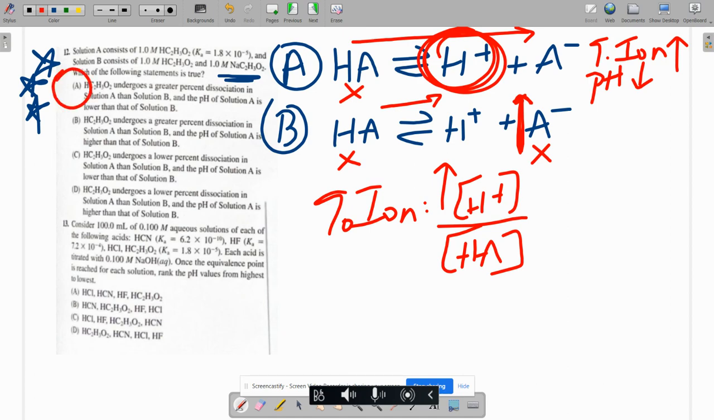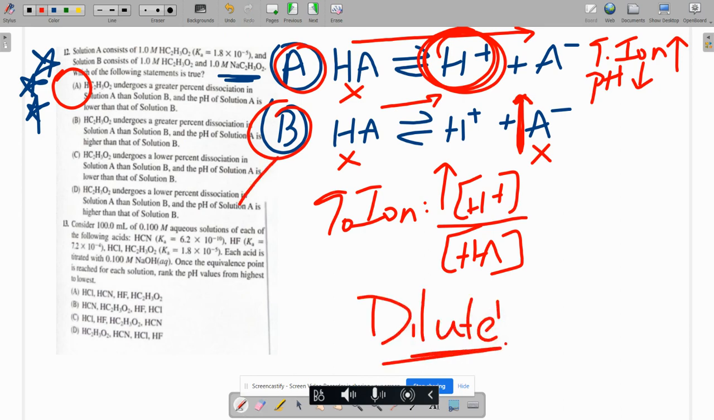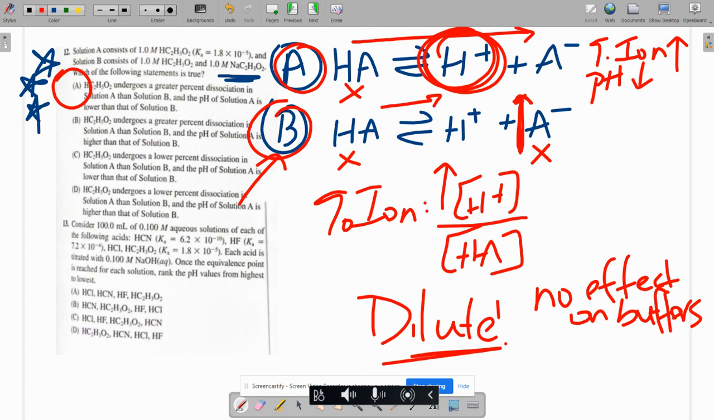It says the acetic acid undergoes a greater percent dissociation in solution A than it does in solution B, because B is buffered and A is not. And while we're talking about that, one of the other things that's different between unbuffered and buffered has to do with diluting. I just want you guys to remember this. If you dilute a buffer system like solution B, no effect. No effect on buffers. And you know that's true because of Henderson-Hasselbalch. It's going to affect the molarities of the two active components, the A minus and the HA, the exact same way. So with Henderson-Hasselbalch, you get the same pH, meaning nothing's going to change.